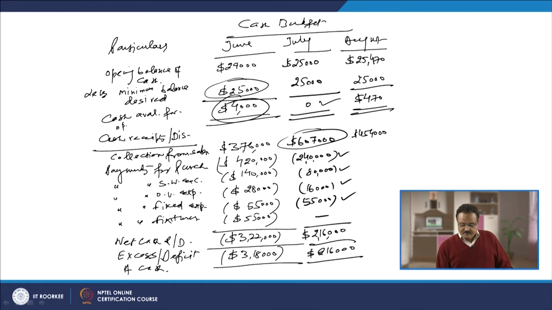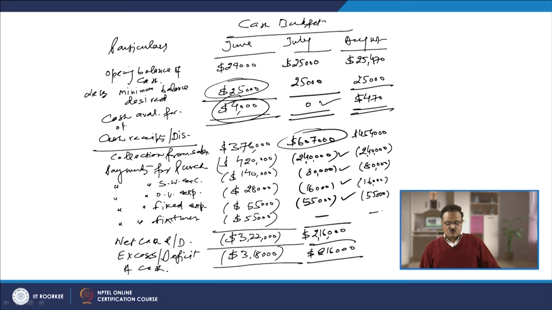How much payments are we going to make? For the material, again 2,40,000 we are going to pay, right. In the case of these expenses, the same figure, 80,000, because the sales figure is the same, so they have to be calculated in proportion to the sales. And finally, how much are we going to pay here? This is 16,000, right. And on account of the fixed expenses, again the same thing, that is $55,000. Fixture is nothing, we are not having any fixture in the month of July or in the month of August, so no payment for that.